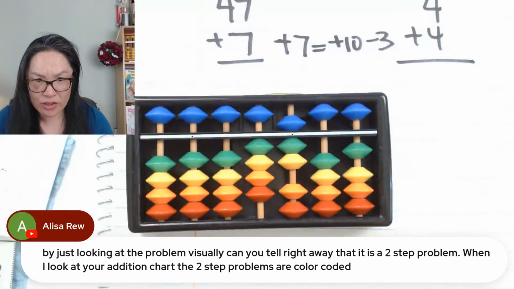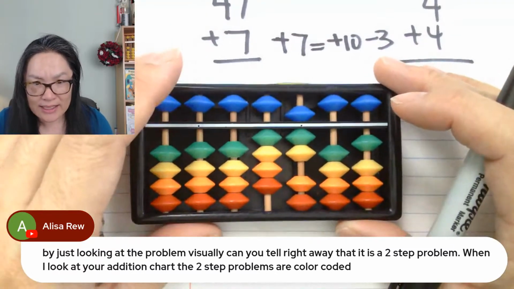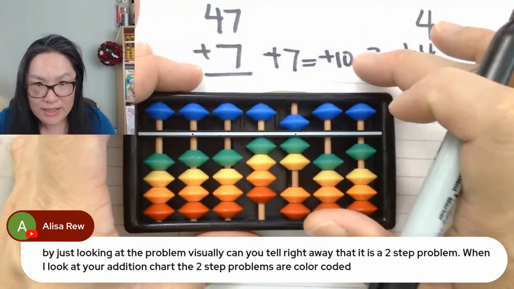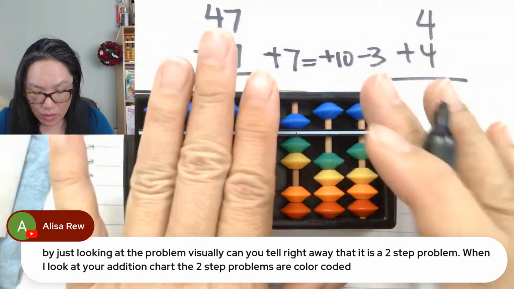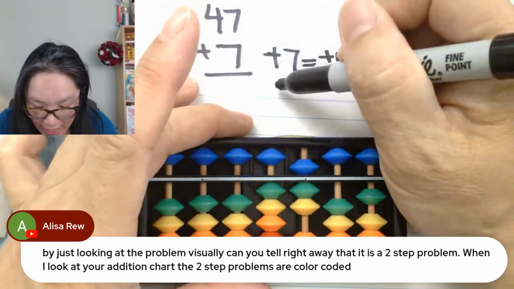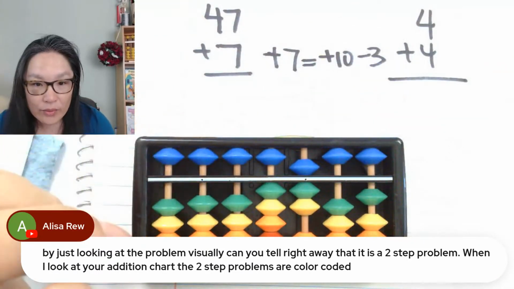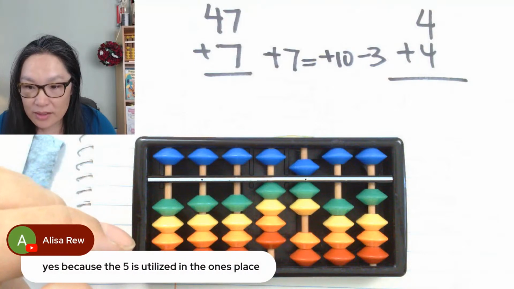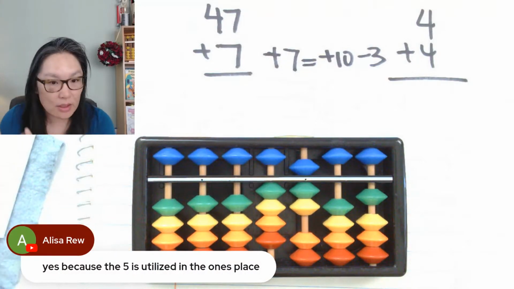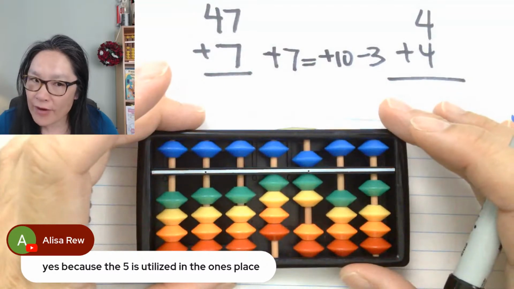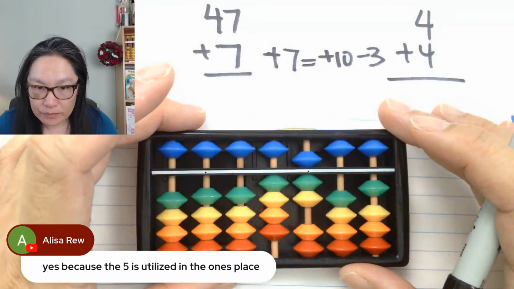So that's how we determined that we need to add a 7, right? We need to utilize a 7 because we want to do plus the 10 and then take away the 3. Now remember the one question you had was, why do we say yes, because the 5 is utilized? Yes, because the 5 utilizes the ones place. The 5 is not being utilized.